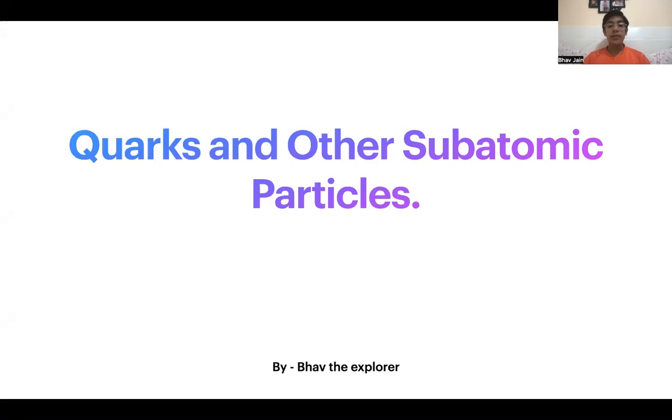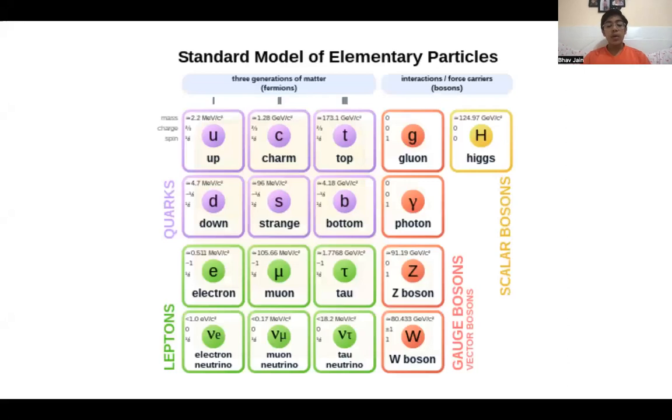Today, I'm going to talk to you guys about quarks and other subatomic particles. To begin with, what are the different subatomic particles? Subatomic particles in the Standard Model are divided into two families. These families are fermions and bosons. Fermions are mass particles, and bosons are energy-carrying particles.